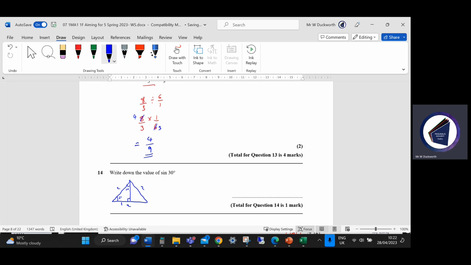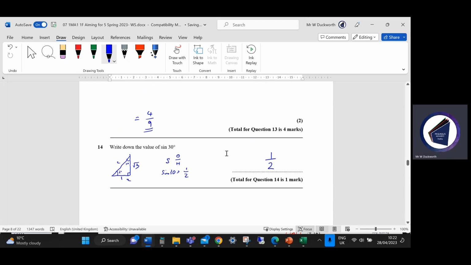And this length here would be 2 squared minus 1 squared. That would be √3. So sine is equal to the opposite divided by the hypotenuse. So in this case, sine 30 would be equal to the opposite, which is 1, over the hypotenuse, which is 2. So the value of sine 30 would be a half. And that's it for that page.